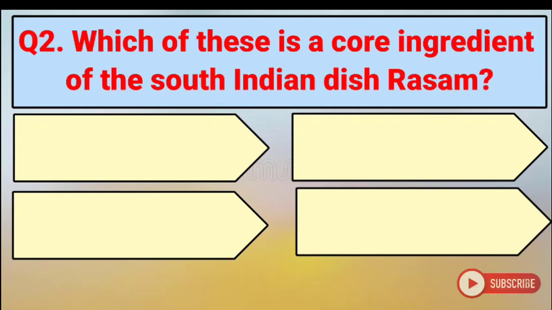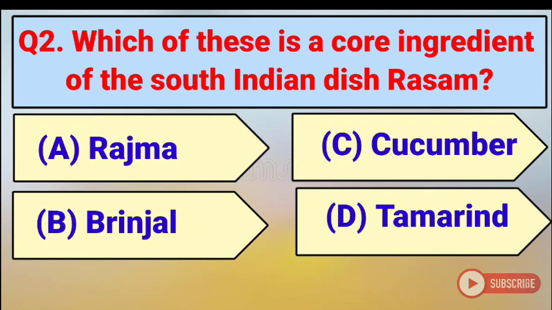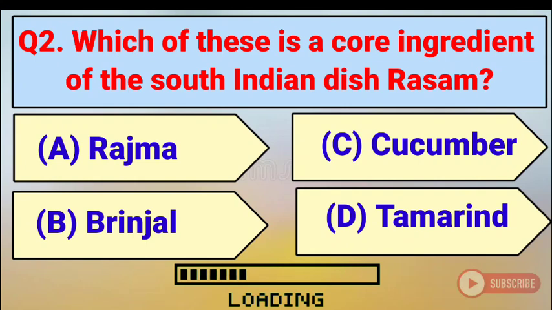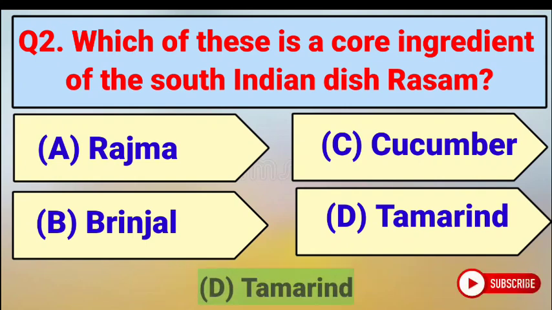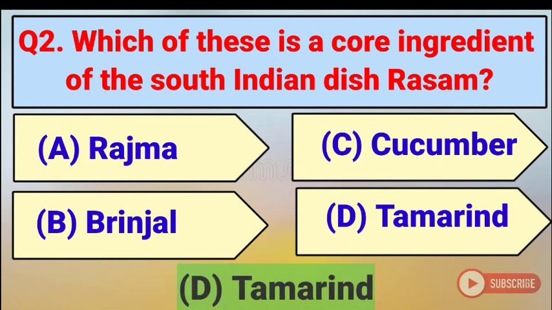2. Which of these is a core ingredient of the South Indian dish rasam? Your options: A. Rajma. B. Brinjal. C. Cucumber. D. Tamarind. Your correct answer is D.